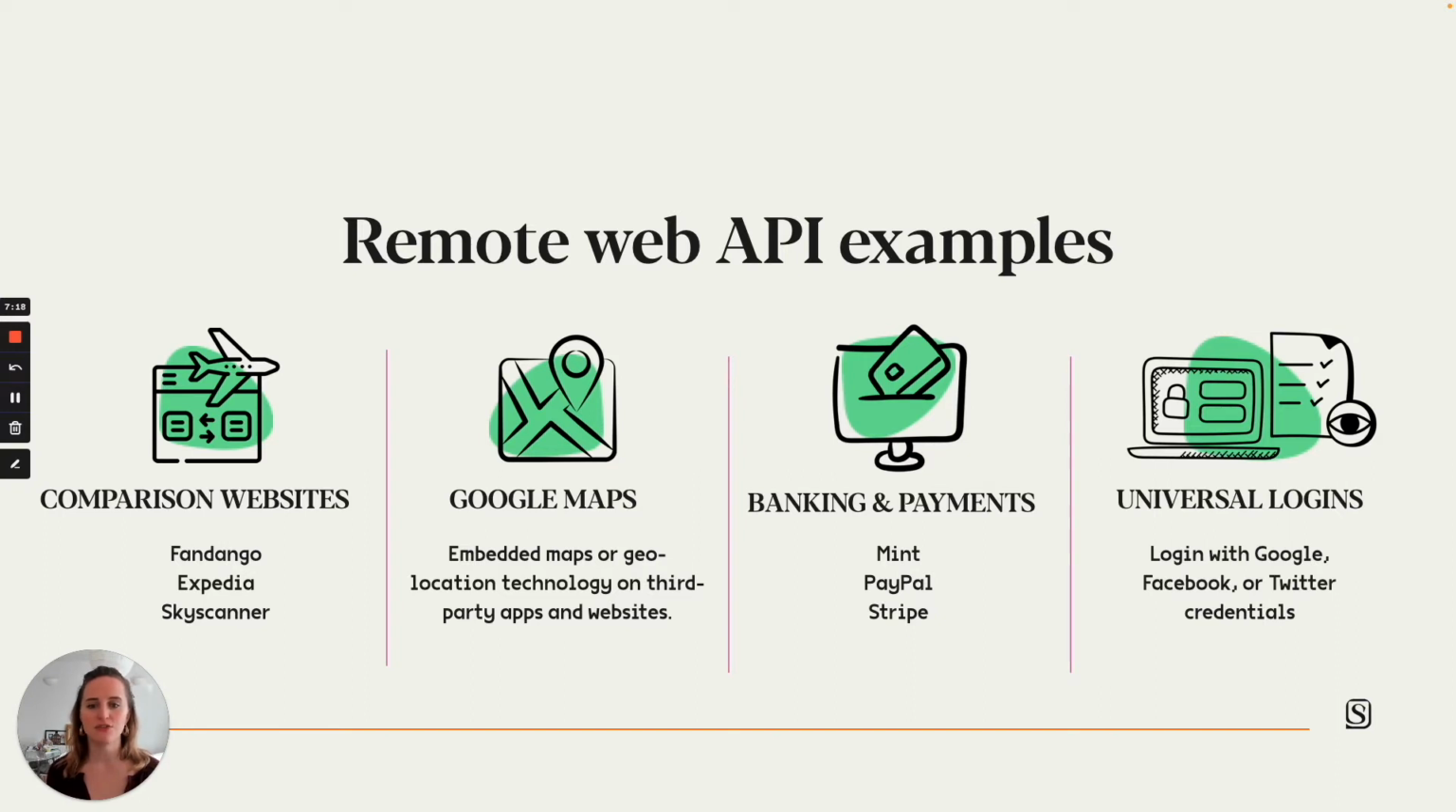And finally, universal logins. Creating a ton of usernames and passwords is a pain, so lots of apps and websites these days allow you to use your Facebook, Twitter, or Google profiles to log in instead. The website that you're logging into uses an API to verify you against your social credentials and authenticate you there before redirecting you back to the website.